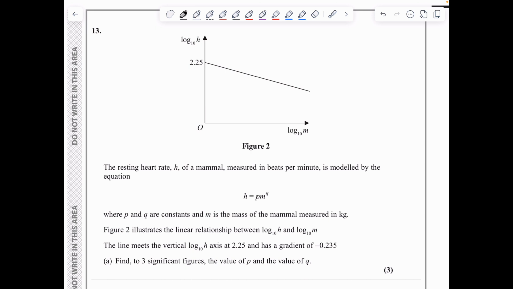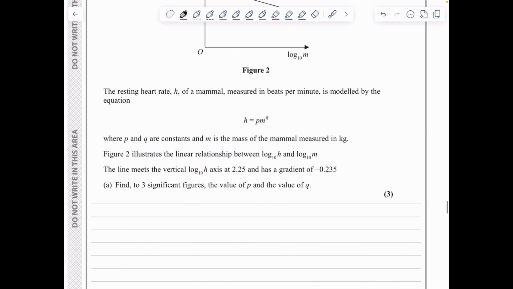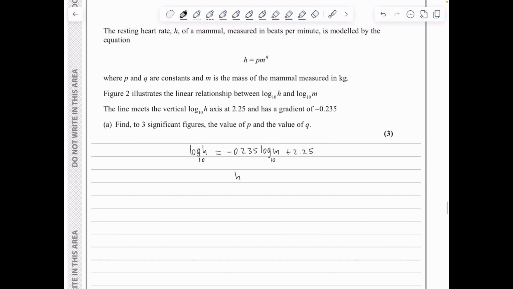So I will start by writing the equation of the straight line between log H and log M. So we're looking at log of H base 10 being equal to negative 0.235 log M base 10 plus 2.25. Now the equation of the proposed model is H is PM to the Q. So starting with this, I will take log of both sides. So log of H base 10 is log of PM to the Q base 10.